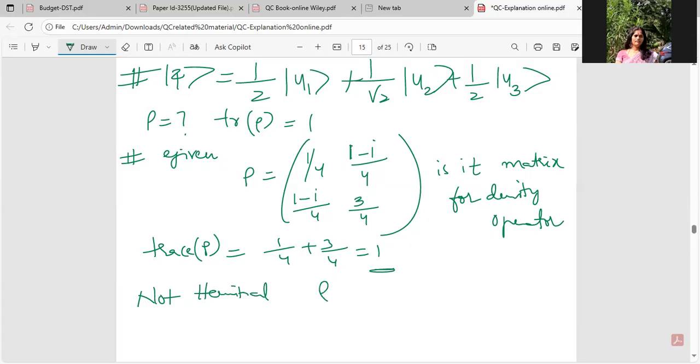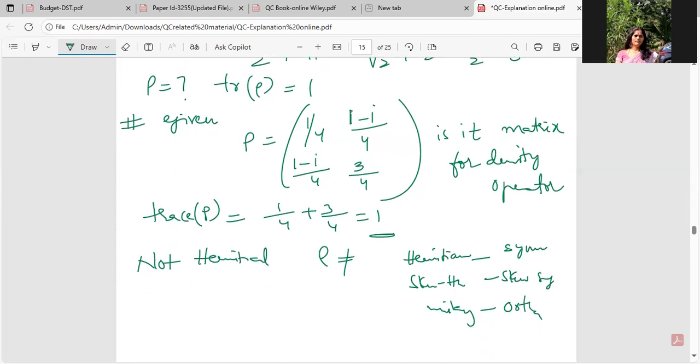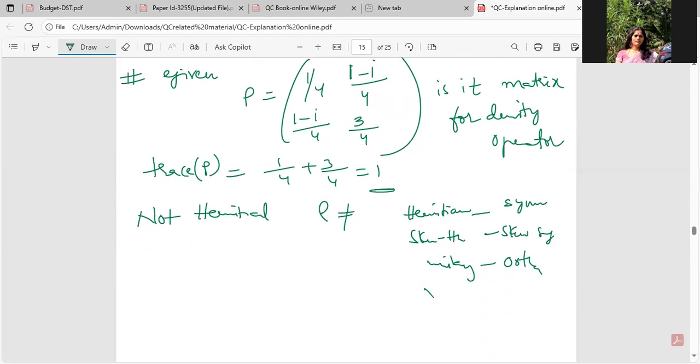What? Rho is not Hermitian. What is Hermitian? Hermitian, skew Hermitian, unitary. They have some relationship with symmetric, skew symmetric, and orthogonal matrices. Here, all the operators that I have considered, X, Y, Z, all those are Hermitian. And unitary as well, guys.